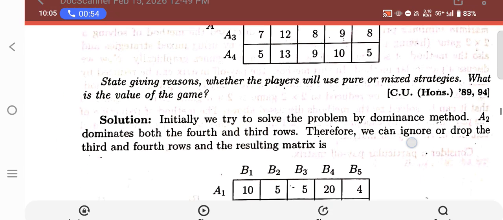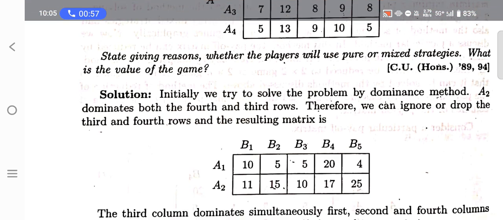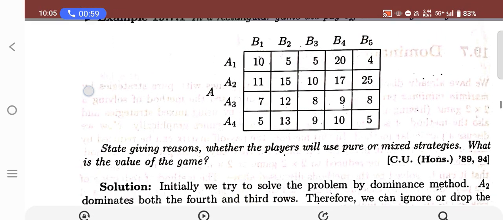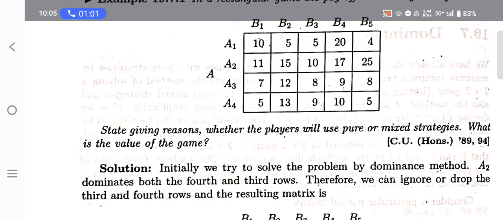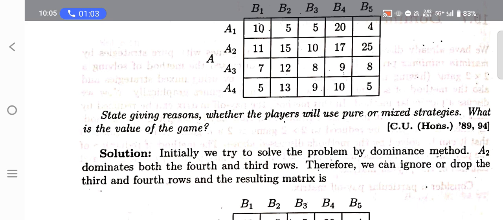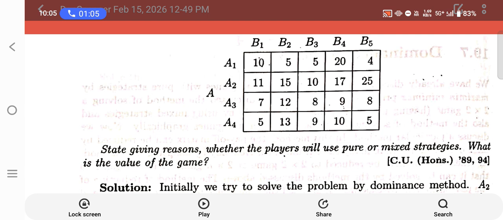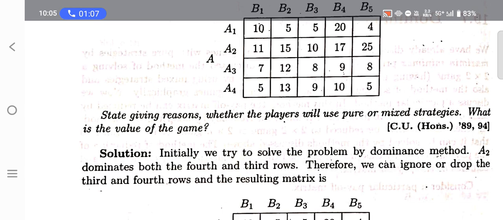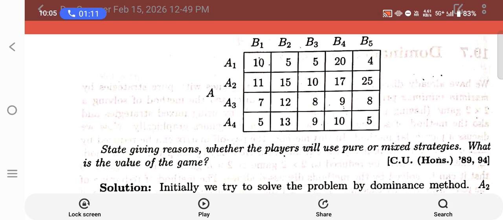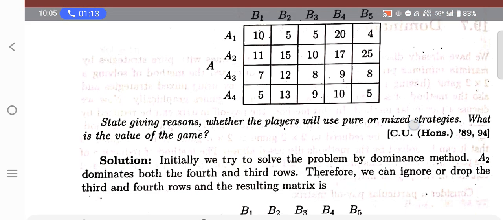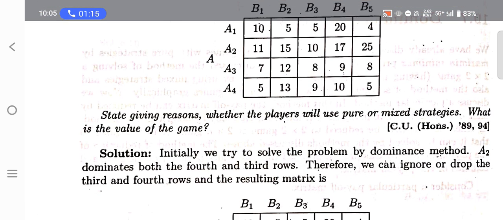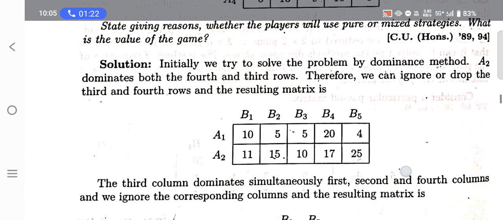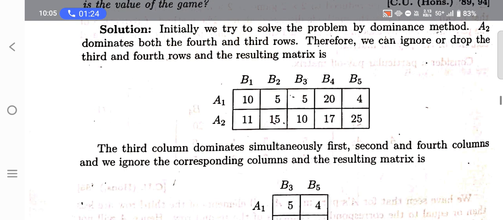So initially we try to solve the problem by the dominance method. So for the player A, we can see from our payoff matrix that the A3 strategy and A4 strategy values are comparatively less than the A2. So what to do the player A? So player A eliminates the A3 and the A4 strategy. Okay. So now our resulting matrix is here.